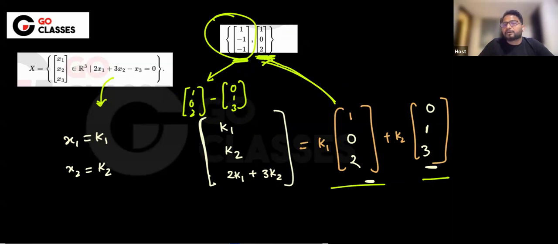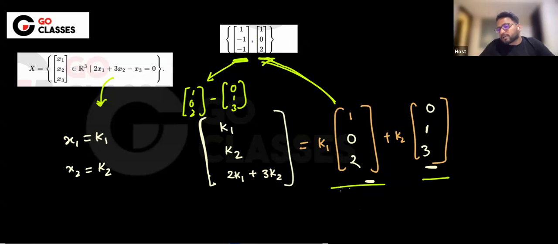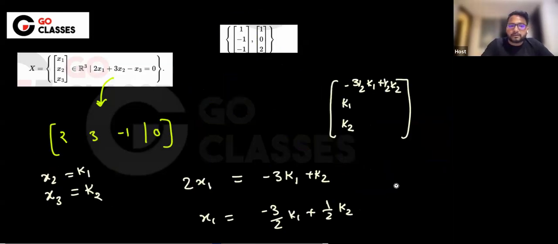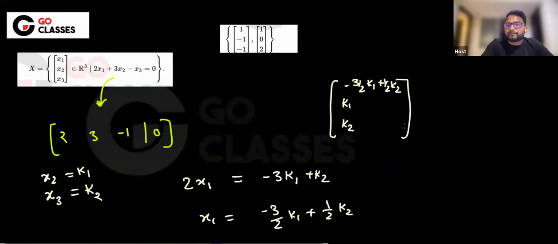So what I'm trying to say is that if I take these two columns and these two columns as linear combinations, then they are actually the same. If I'm saying that all the columns are linear combinations of these two, then it is the same as saying that all the columns are linear combinations of these two also. So if you are saying that all the columns will be the linear combination of these two, then this is true. And is this a linearly independent set?